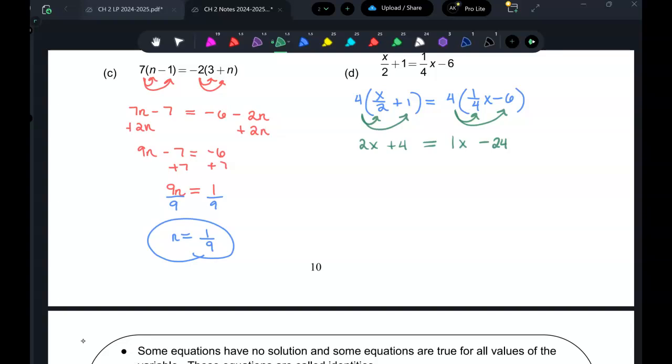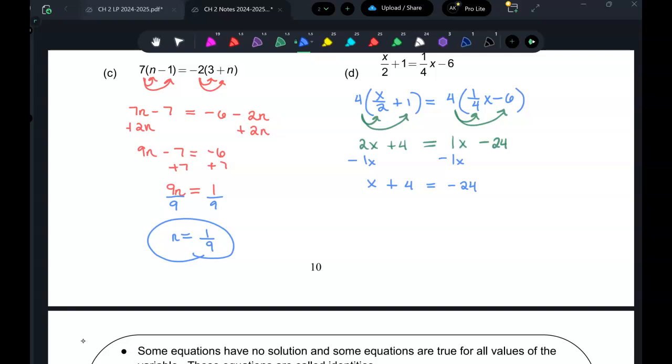Well, hold on. This is already a positive 1x. I have to do the opposite, which will be a minus 1x. So if I do minus 1x, I just get x. Then minus 4. Good. So now I have x plus 4.